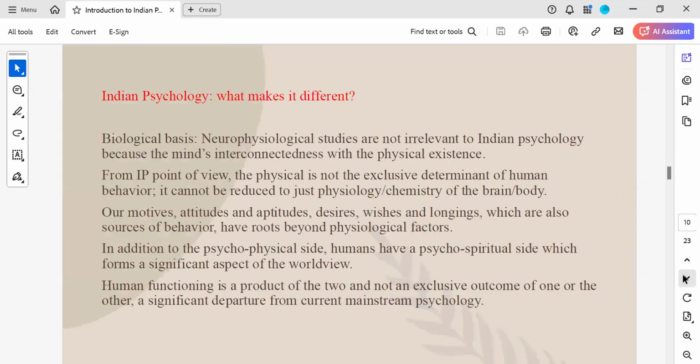Right. Now, there are different bases of how this can be explained. One of the bases is biological basis. So, neurophysiological studies are not irrelevant to Indian psychology because of the mind's interconnectedness with the physical existence. So, just because I said that we have our roots in our spiritual texts, and we go way beyond Western psychologists, we do not reject the neurophysiological basis of why a certain condition appears or why a person goes through this, right? Because we believe that our mind is connected with a physical body.